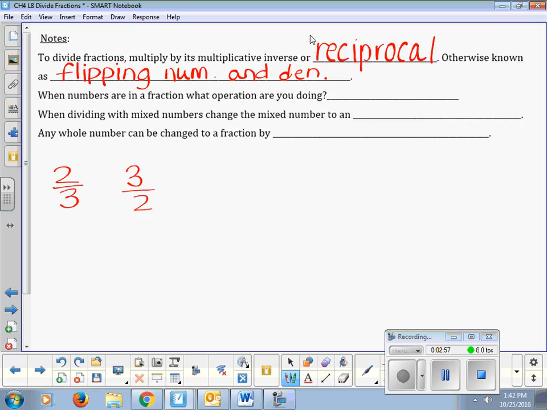When numbers are written in a fraction, what operation are we doing? This fraction bar means what operation? Division. When dividing with mixed numbers, change the mixed number to an improper fraction. And any whole number can be changed to a fraction by what? If we had 7, how do we write 7 as a fraction? By writing it over 1.